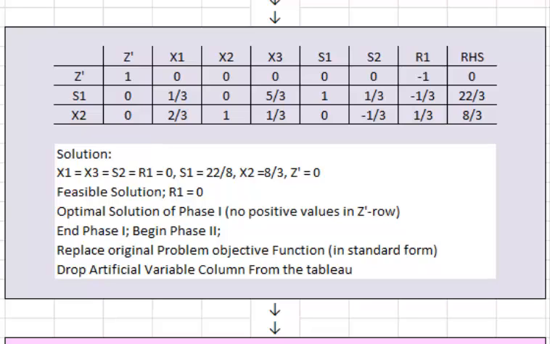Z prime is going to be 0, x1, x3, s2 and r1 all be 0, non-basic. S1 will be 22/3, x2 will be 8/3 with the z prime 0. This is of course a feasible solution because there is no artificial variable in the basis. So we will declare the end of phase 1 and beginning of phase 2.